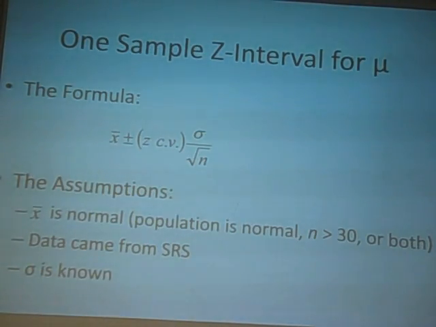So what we're going to do is talk about the formula. This is called the one sample Z interval from U. This is the one we introduced last time. So we'll go over the formula and the assumptions and then look at a handful of examples.